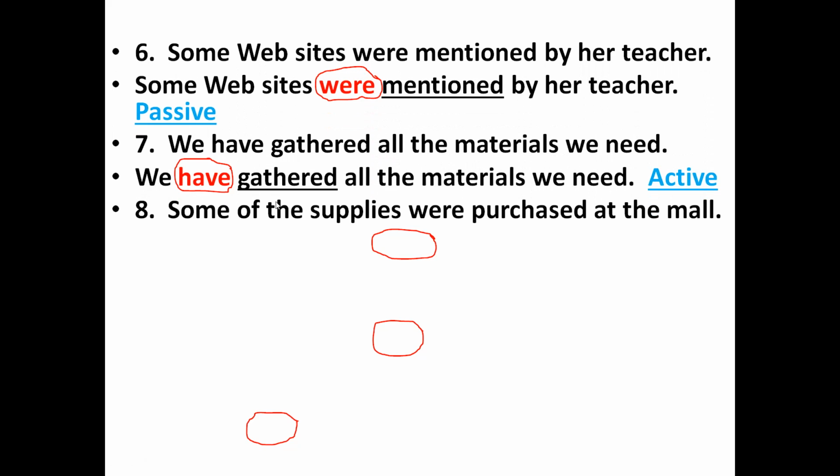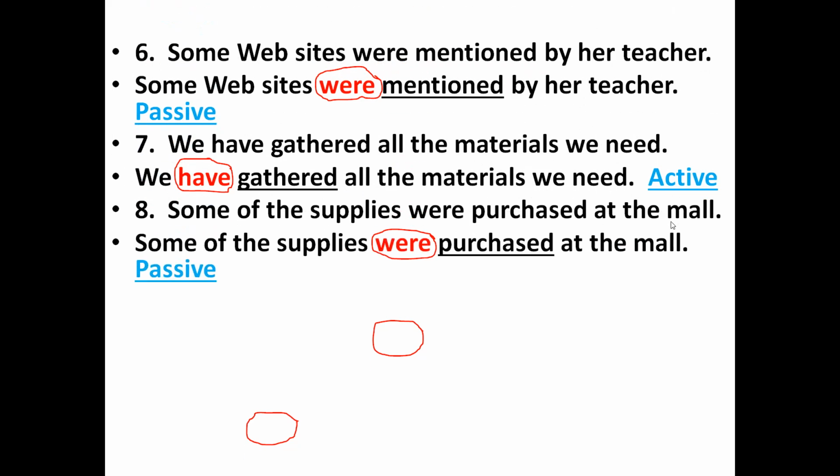Number next, some of the supplies were purchased at the mall. You know that here the subject is the object of an action. So here purchased is the main verb and were is the helping verb. So this is a passive voice.